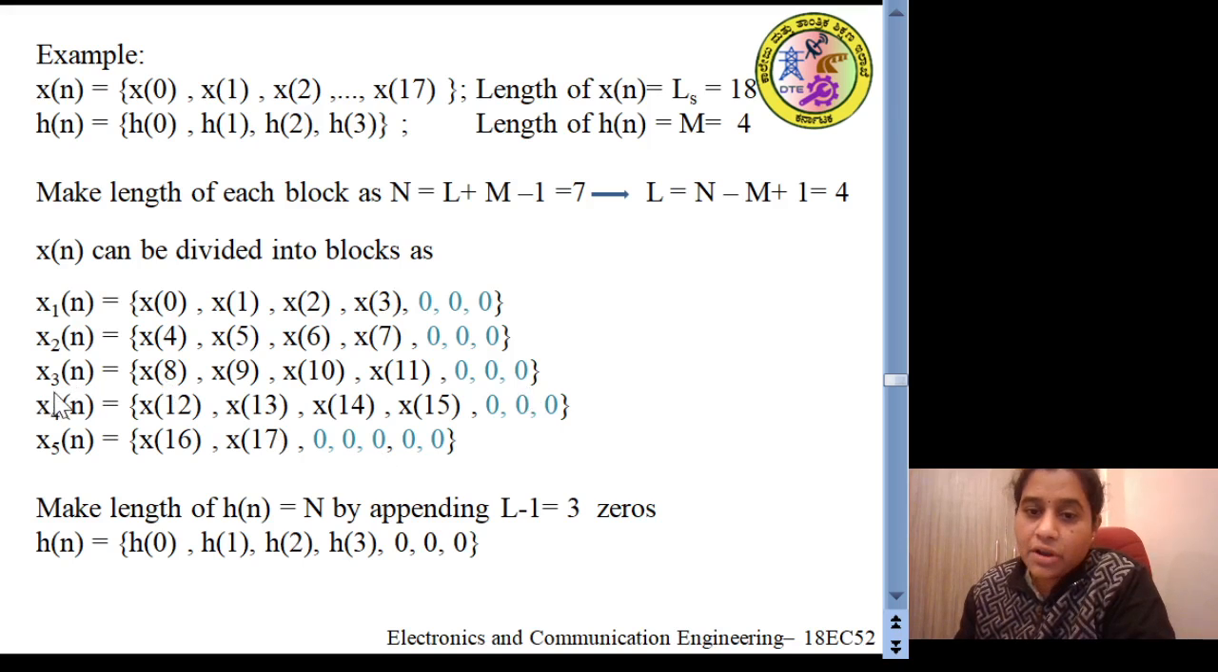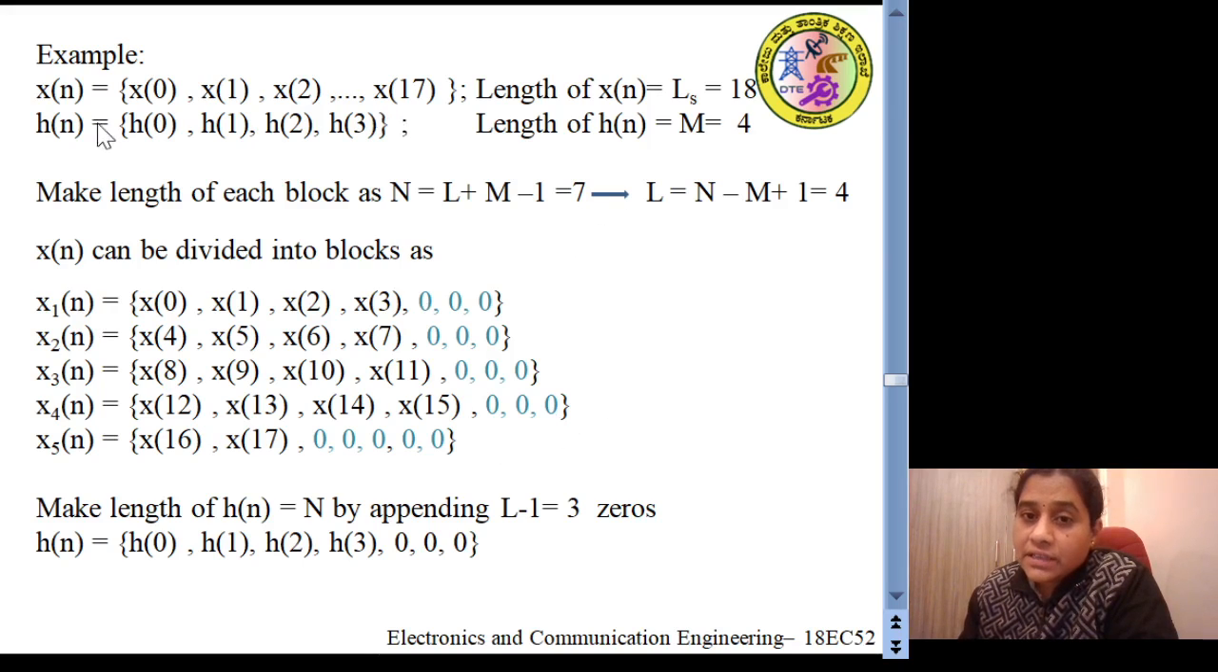Similarly, the next block x3 of n has x of 8, x of 9, x of 10 and x of 11, the 4 samples from the incoming long data sequence, and these 3 zeros are the m minus 1 zeros appended. Similarly, x4 of n takes the next 4 values, we can say x of 12, x of 13, x of 14 and x of 15, and this has to be appended with 3 zeros, that is m minus 1 zeros, such that x4 of n is also of length 7.